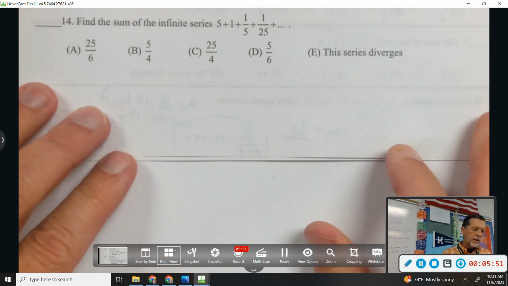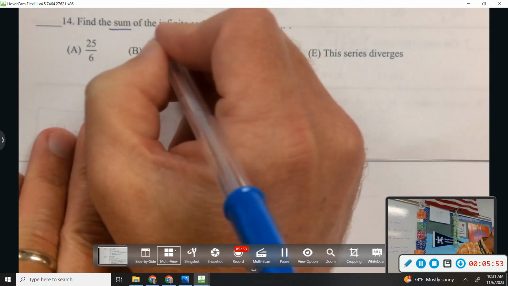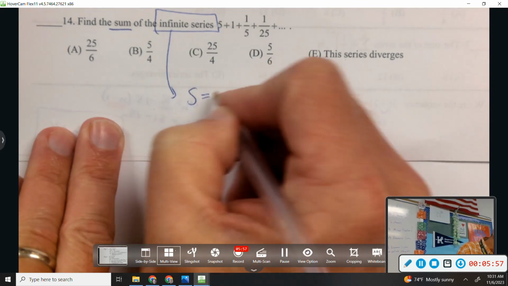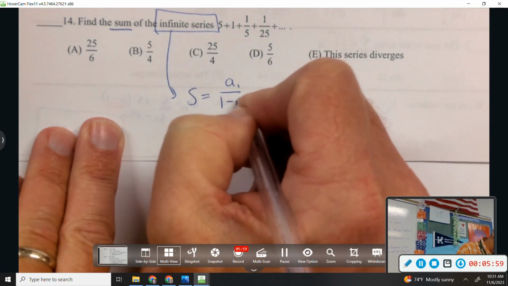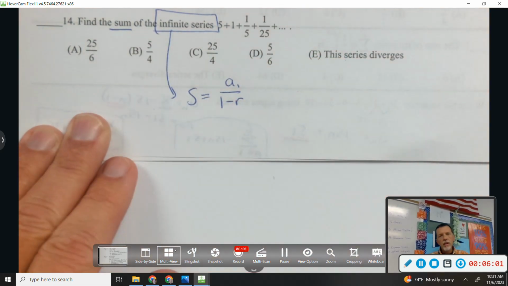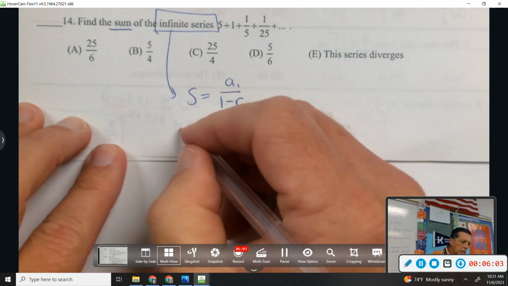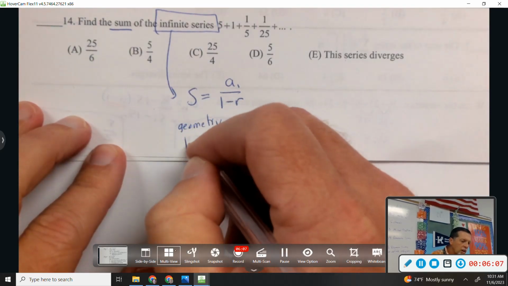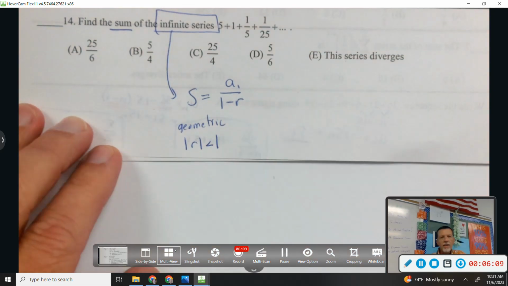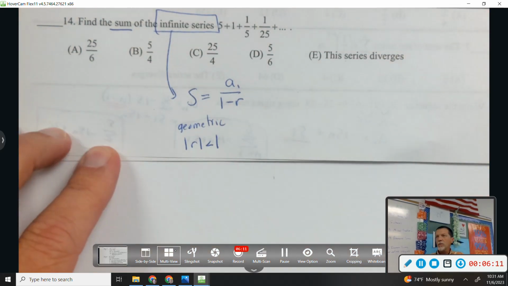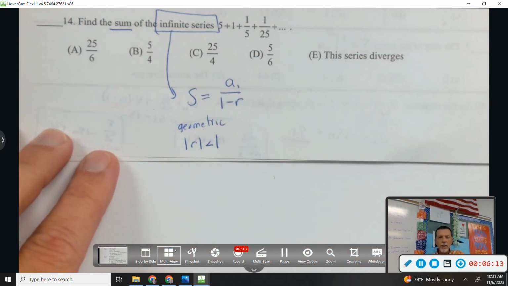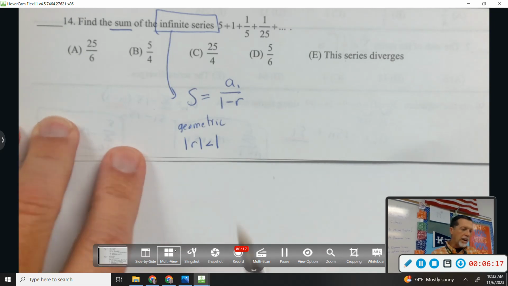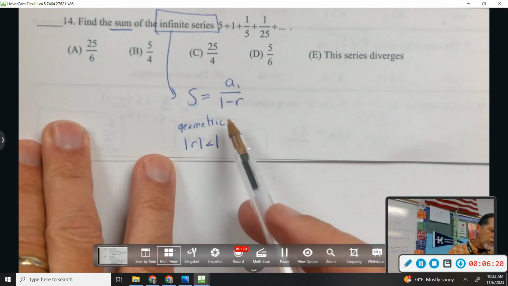Number 14. Find the sum of the infinite series. Now there's only one formula that works for an infinite series. But you've got to be careful. That kind of comes with an asterisk on it. It has to be geometric, and the absolute value of r has to be less than 1, meaning the terms have to be getting smaller. So are we even eligible to use this formula is the first question.